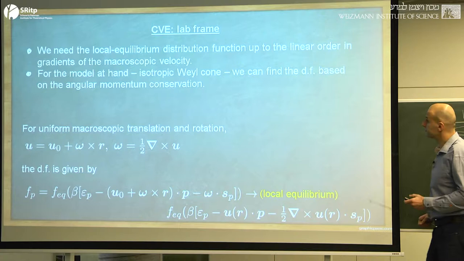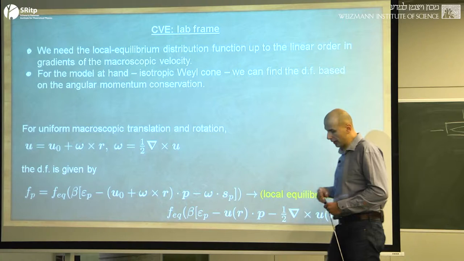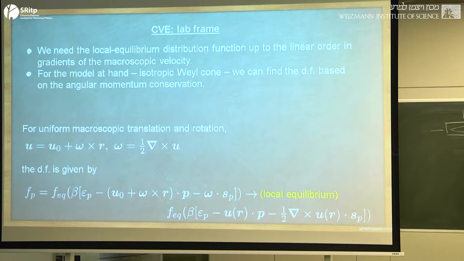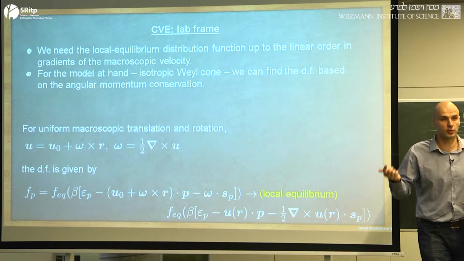So let's try to get this something in a different way. Now we go back to the lab frame and look at the liquid rotating in that frame. What we would like to do is write down the right local equilibrium distribution in order to read off the corresponding current.